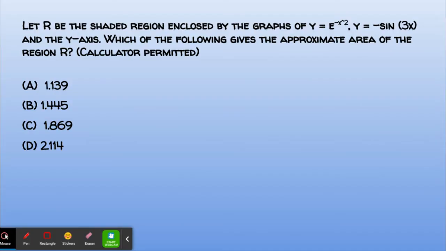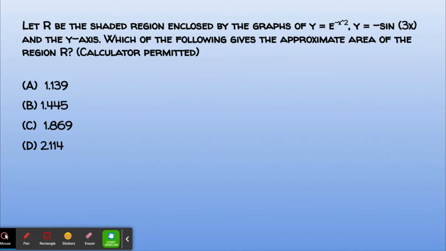Okay, so we are going to be working on finding the area between two curves. First, we're just going to be doing a multiple choice question. Let R be the shaded region enclosed by the graphs of y equals e to the negative x squared, y equals negative sine 3x, and the y-axis. Which of the following gives the approximate area of the region R?